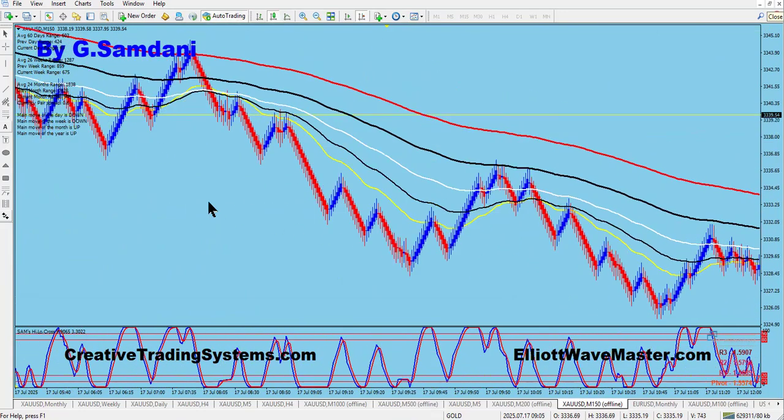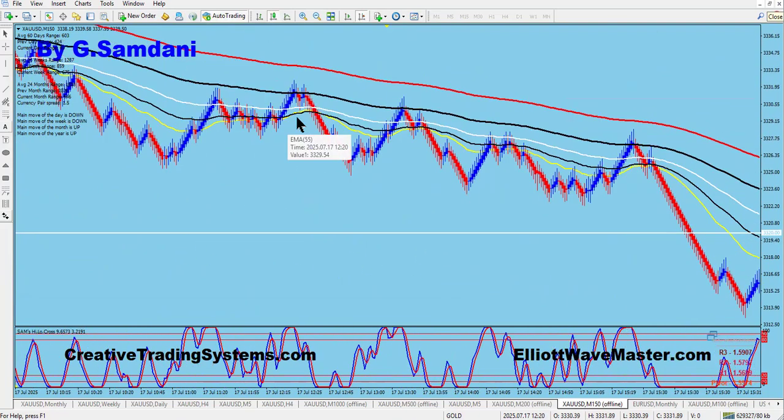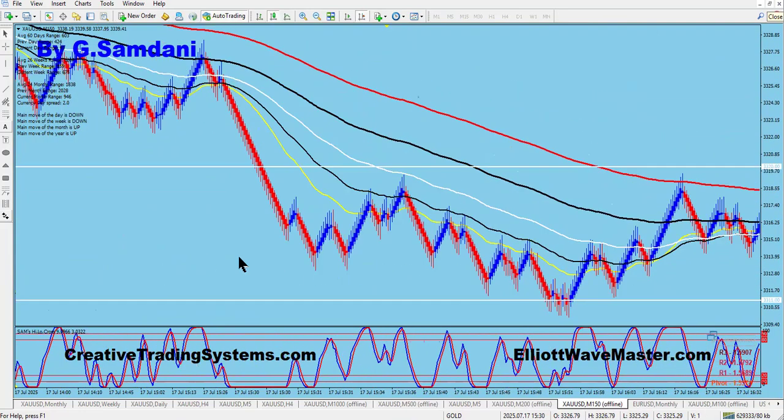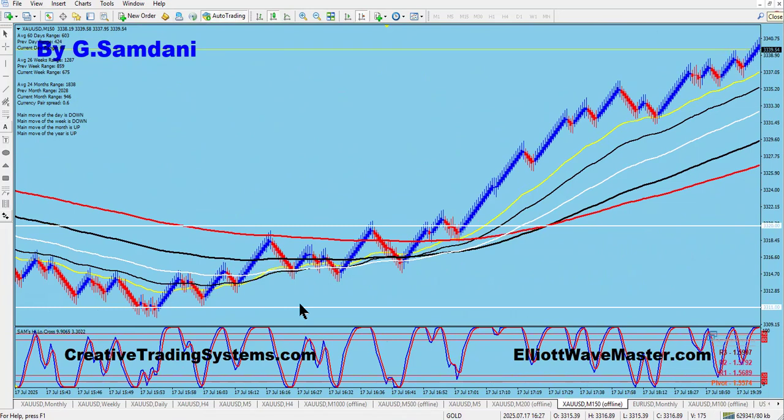it started to come down, but the yellow line was below the black all along, all the way here. Then this is 3311, and I was really expecting that we might get a bounce somewhere there because it was in between 61% and 78%.